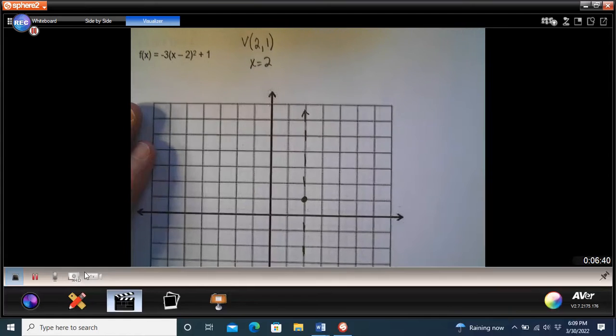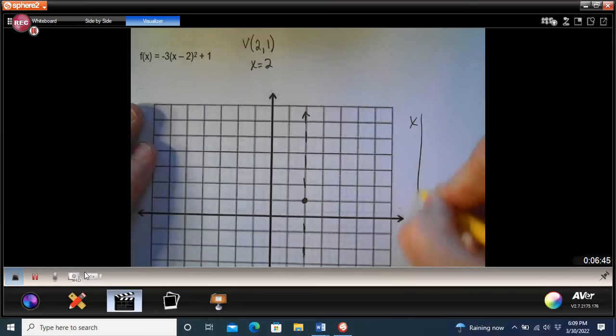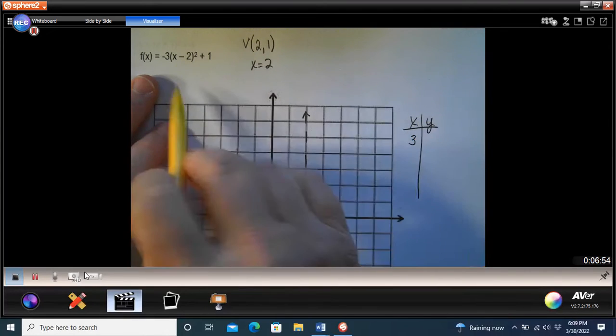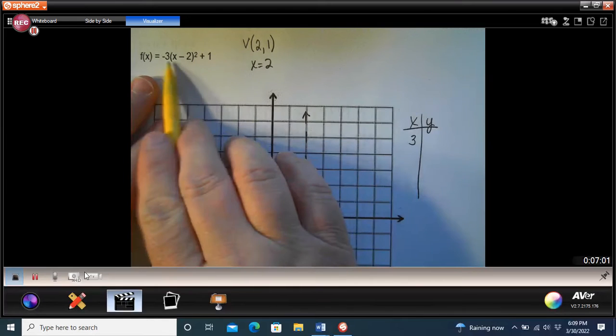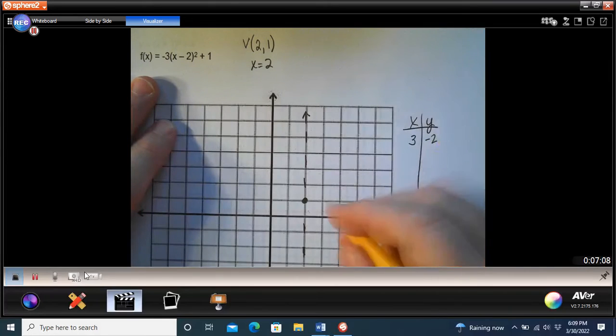Now I need some other points to plot. So I'm going to plug in, and I'm not going to show my work here. What's right next to 2? 3. So I'm going to plug in 3. Well, 3 minus 2 is 1. I square it and I get 1. I multiply it by -3 and I get -3. And -3 plus 1 is -2. So 3, -2 is a point on that graph.